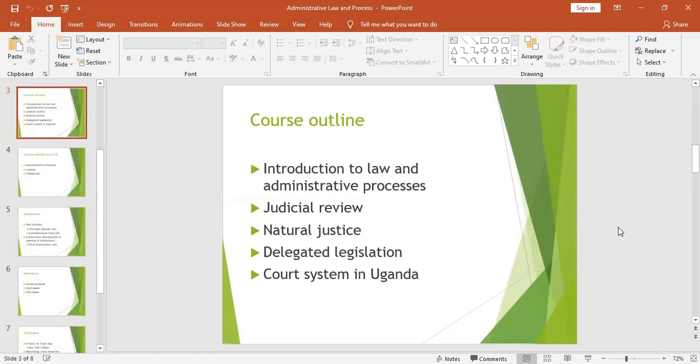Now, let us look at the specific functions of law. Number one, law helps to reinforce social values in society. Every society has values, but to enforce these values, you need law. Which values am I talking about?